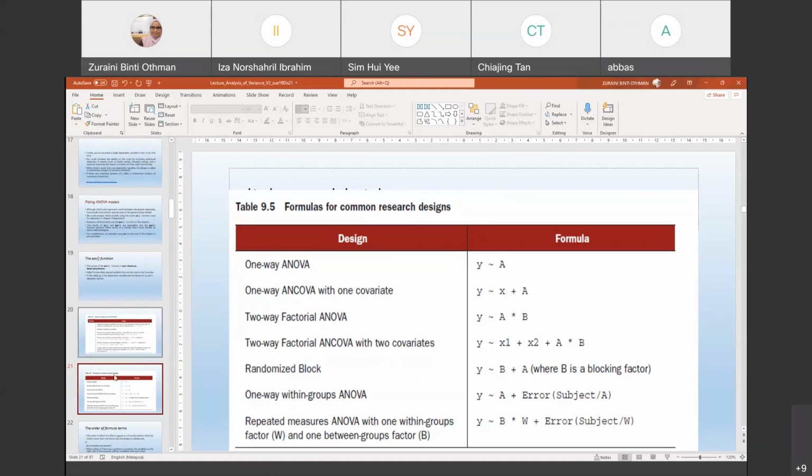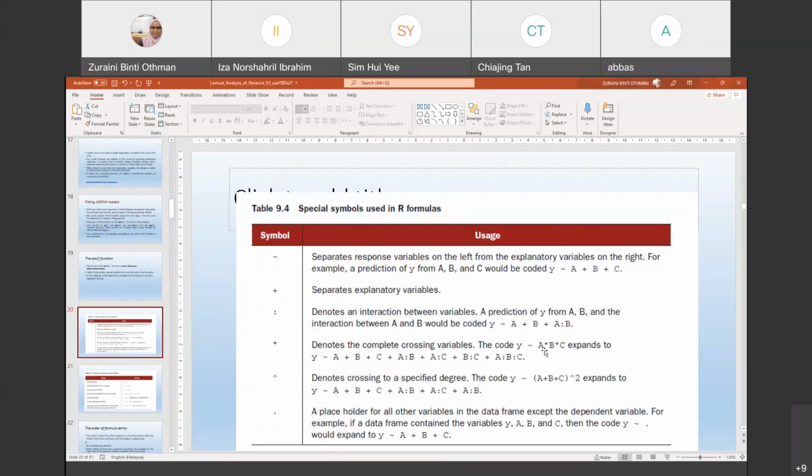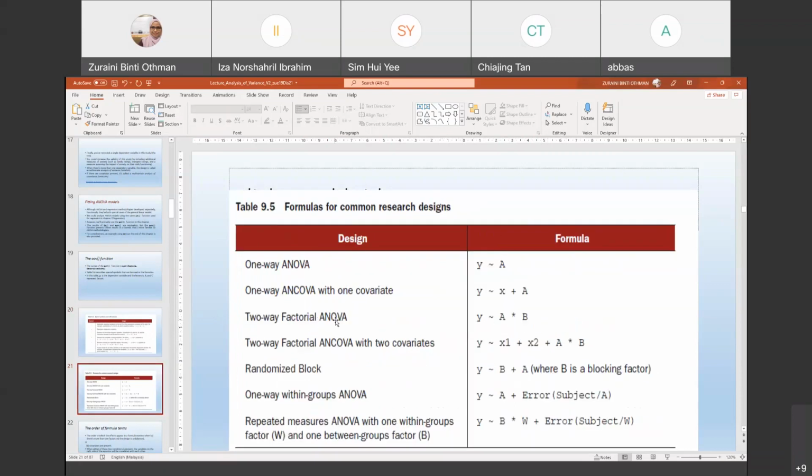And this is what we call two-way factorial Anova. Look back: what is it when we expand this? Actually, we have A times B. When we look at this table, A times B means that we find A, B, and we want to know the interaction between A and B. This is the expanded one, which is when we use this. Two-way factorial Anova. And this is two-way factorial Anova with two covariates. Our covariates we represent as x1, x2, and this is the factor.